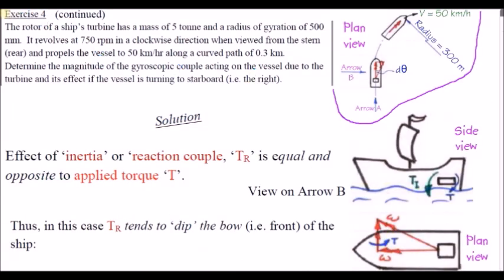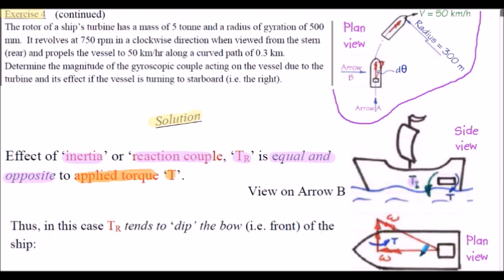Example 4, solution continued. We now need to consider the effect of the inertia or the reaction couple, usually denoted TR. Actually, we denote it TI in this case. Some textbooks use the symbol I for the inertia. As we know, that's going to be equal and opposite to the applied torque T.